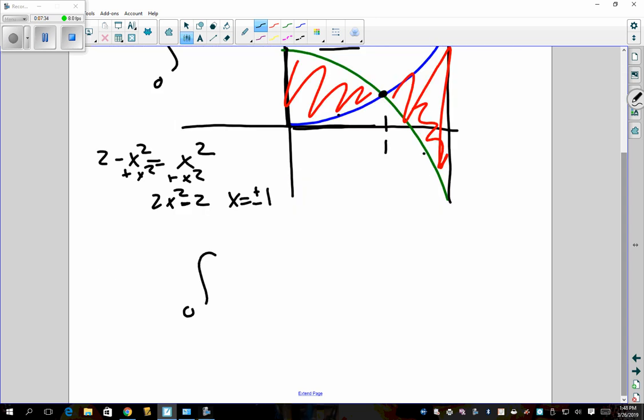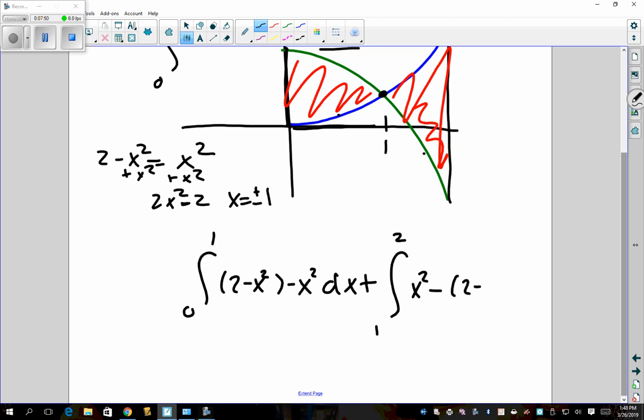So from 0 to 1, our top function is 2 minus x squared, and our bottom function is x squared. And then we're going to add on the integral from 1 to 2, where our top function is x squared, and our bottom function is 2 minus x squared.